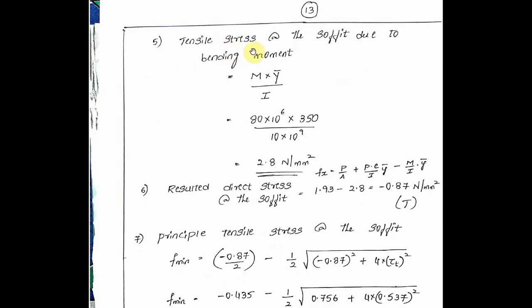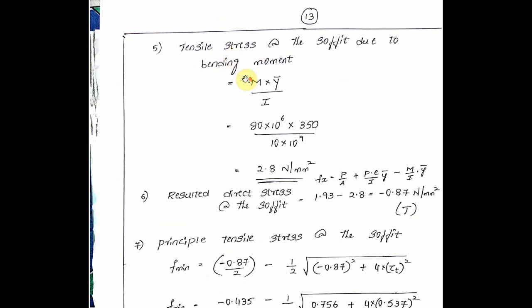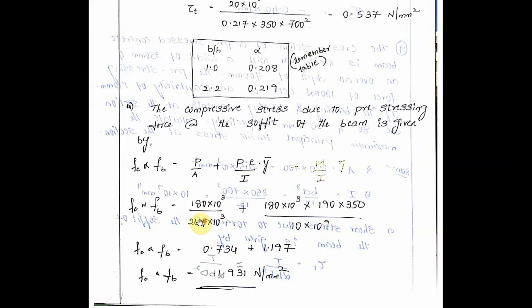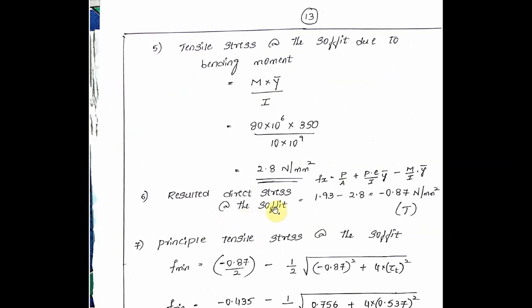Next one, tensile stress at the surface due to the bending moment is equal to M by I into y bar. So M is 80 into 10 raised to 6 into 350 y bar, I is 10 into 10 raised to 9. That is 2.8 Newton per mm square. The horizontal stress at the surface, 1.93, that is Fx is equal to P by A plus P by I into y minus M upon I into y. So 1.93 minus 2.8, that is equal to minus 0.87 Newton per mm square tension.